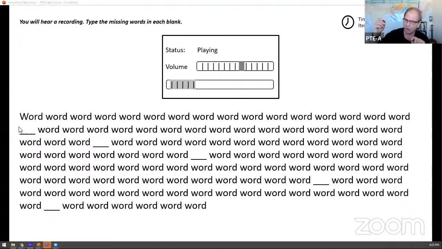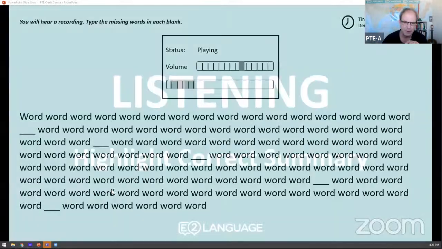I'm of the generation that writes faster than types, so I write the word down, write the word down, and then I type it in afterwards to make sure I spelled it correctly and that it makes sense with the words around it. So you can practice one of two methods for that.